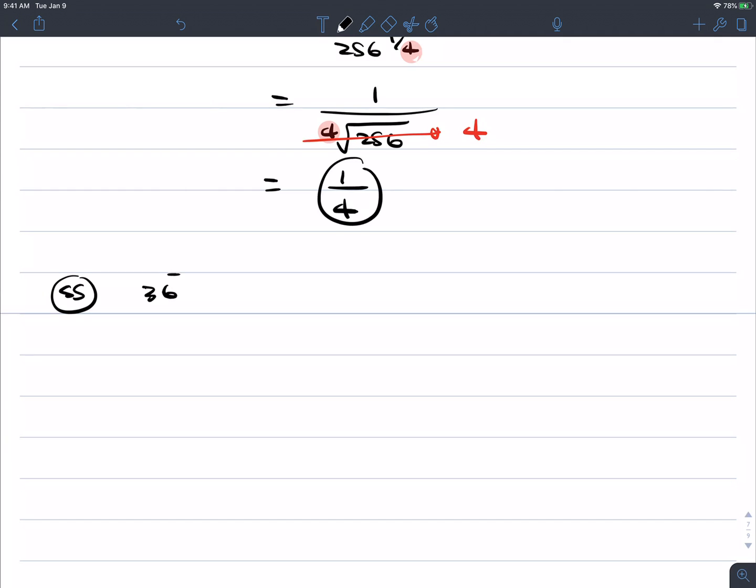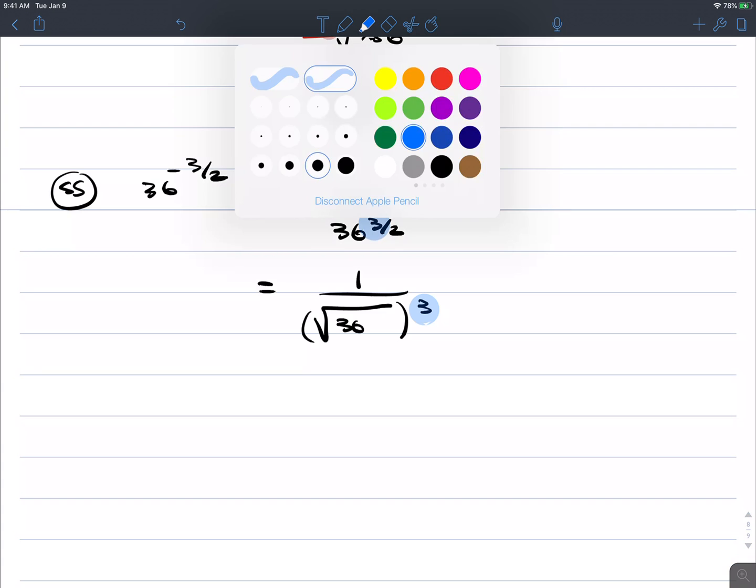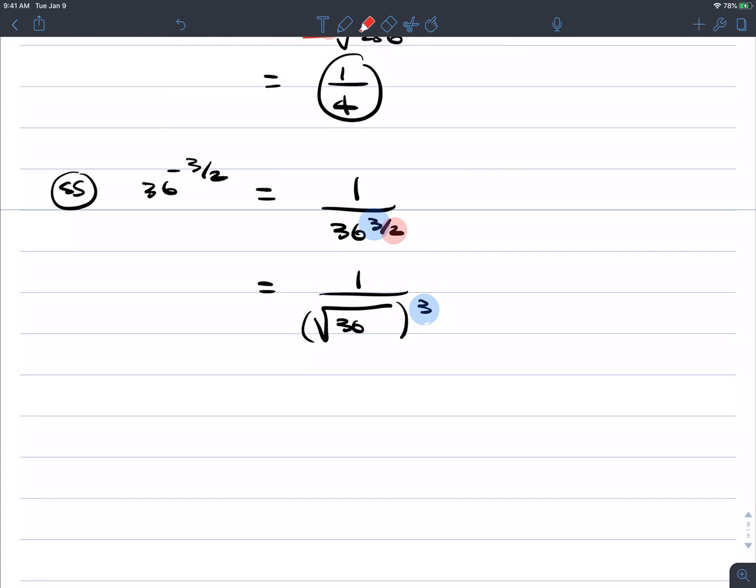55. 36 to the minus 3/2 power. That's 1 over 36 to the positive 3/2. Okay? So by definition, this is going to be the square root of 36, and that's going to be raised to the 3rd power. So now what we have here is what we were looking at recently. The 3 here is outside. And then you have this index. The denominator 2 is your index, so that's a 2 there.